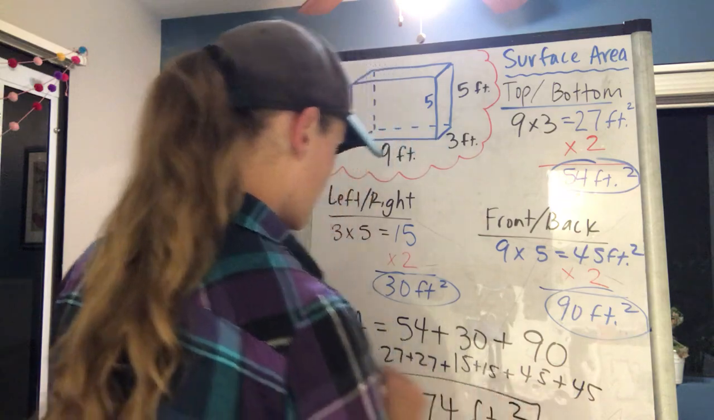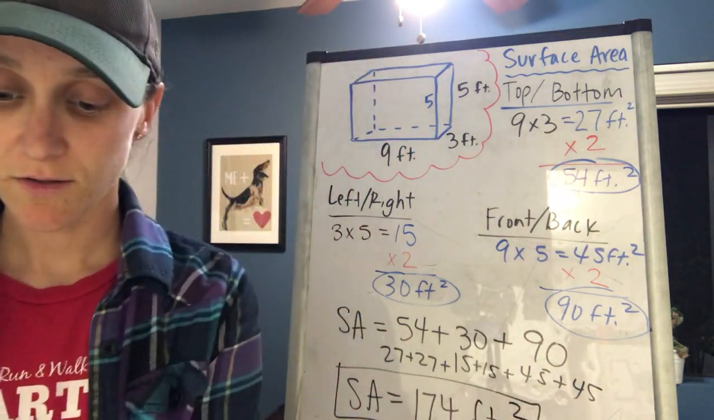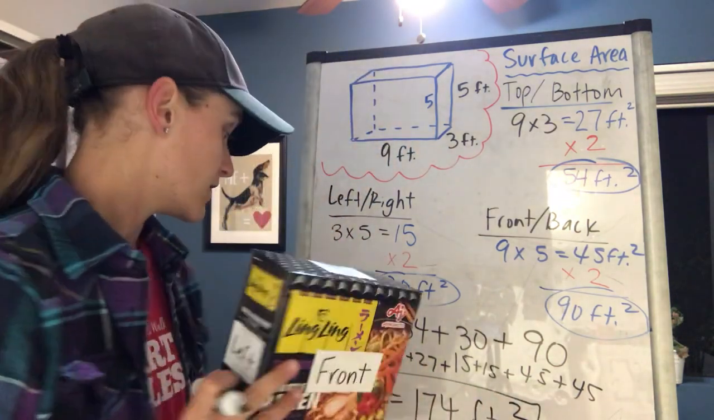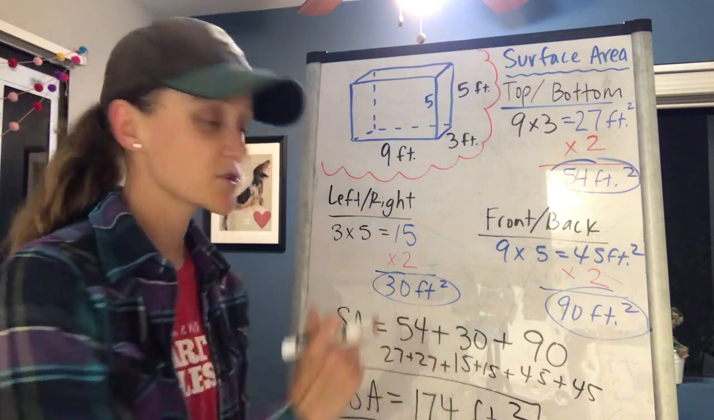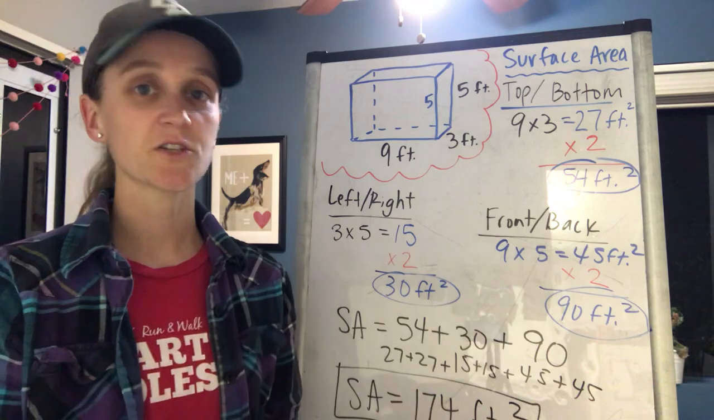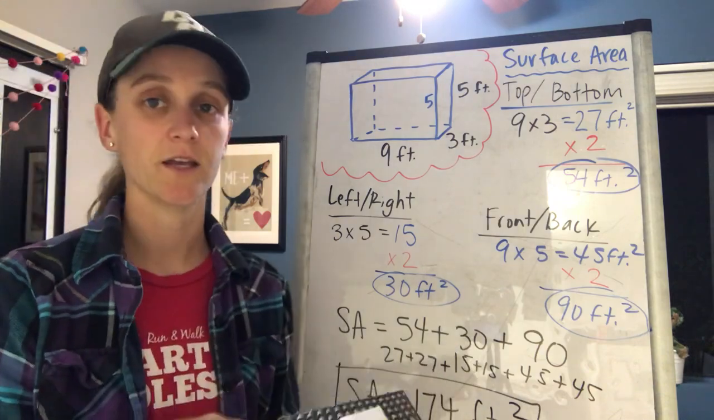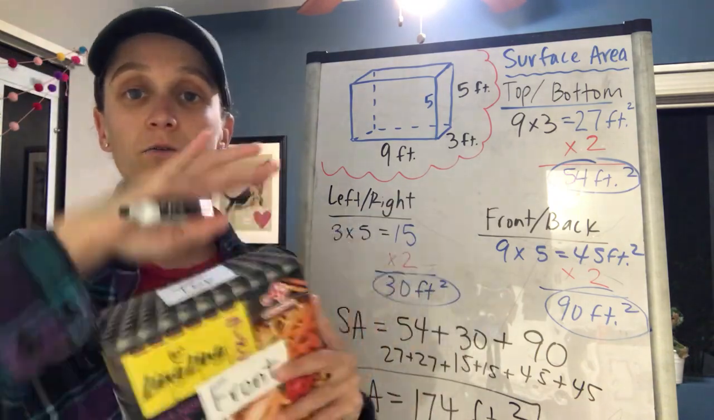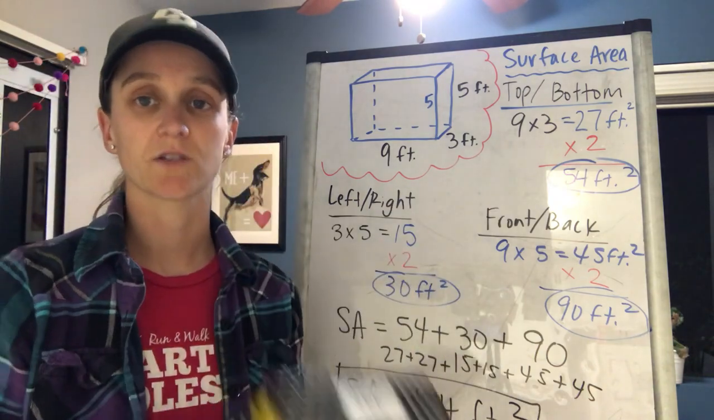So it's saying that around the entire rectangular prism, there's 174 little squares, 1 foot by 1 foot, that would cover this entire thing. So I kind of think about surface area like if I was going to make a blanket for my shape, how big would the blanket need to be to cover everything?